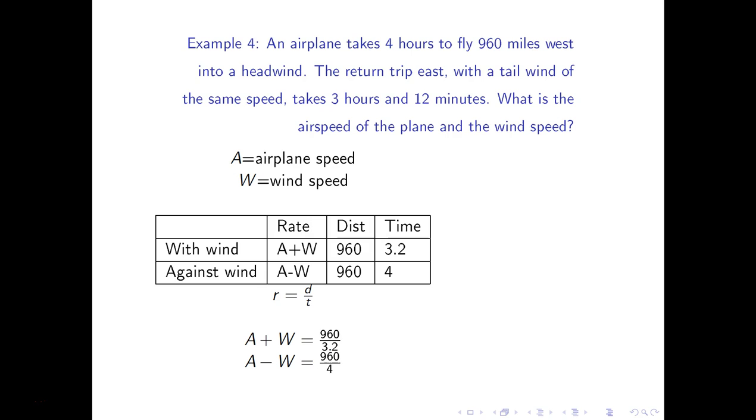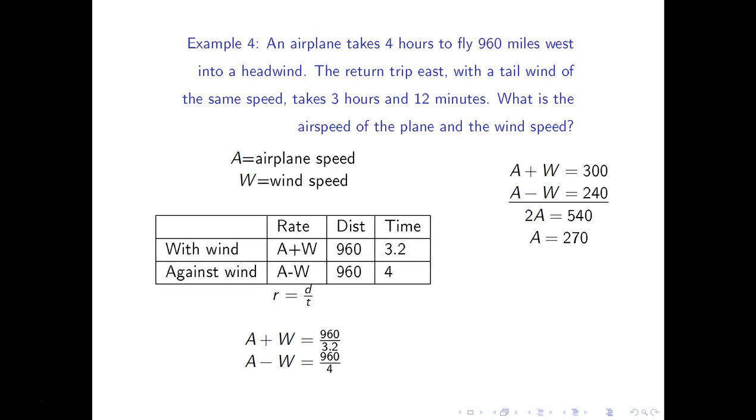Hopefully, when you did it, notice you got them 960 over 3.2 and 960 over 4. I can further say, okay, I am going to reduce those. If you divide, you get 300 and 240 as your numbers. But now look at them. This is again elimination because it isn't already set up very nicely that the W's are going to cancel out when I do elimination. So you end up with 2A is equal to 540. So A equals 270.